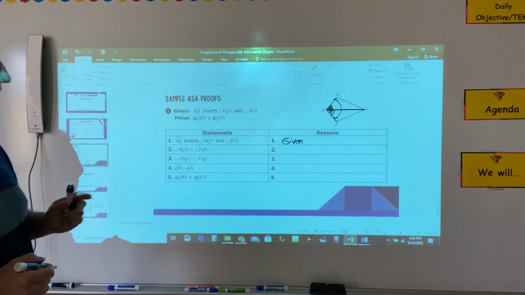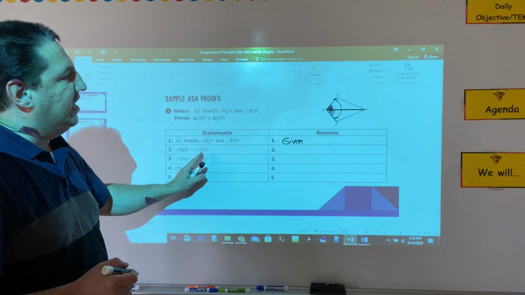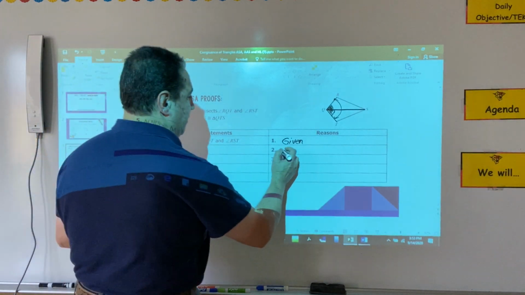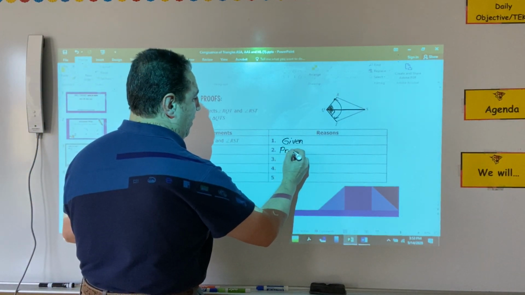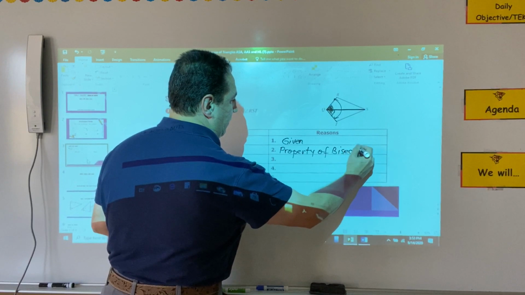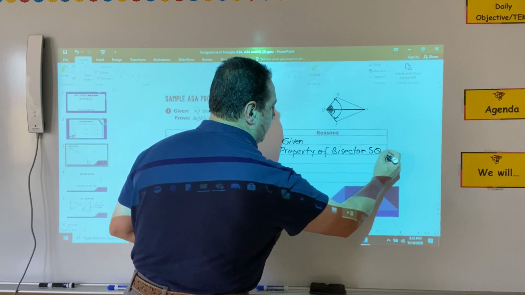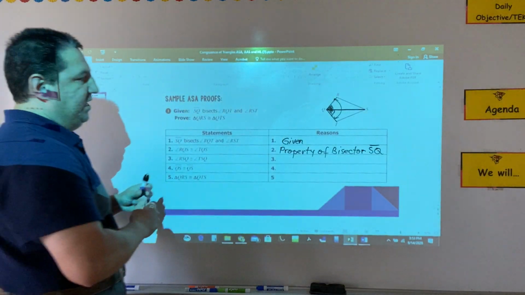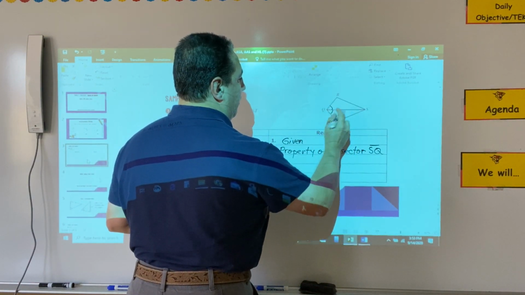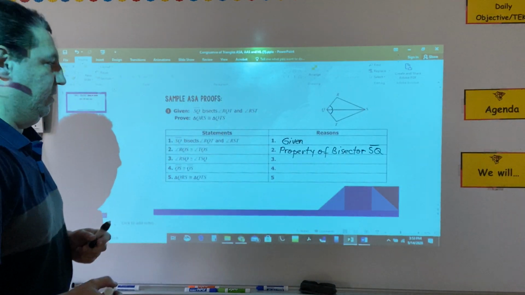So, we can say angle RQS congruent angle TQS. Why? Because of the property of bisector of SQ. So these angles would be congruent because QS cuts angle RQT into two congruent angles.